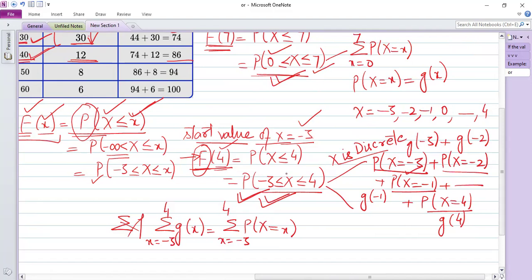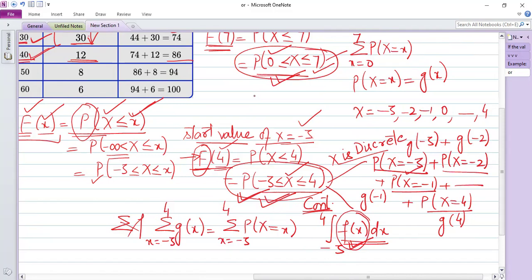Now suppose our random variable x is continuous. In that case, how will I calculate this probability? It will be nothing but the integration of some special function f at x between -3 and 4. And what is this special function? It is nothing but our probability density function. So that's how we define the CDF. And similarly, if our random variable is continuous, this probability is the integration from 0 to 7 of f(x) dx, where f(x) is our probability density function.